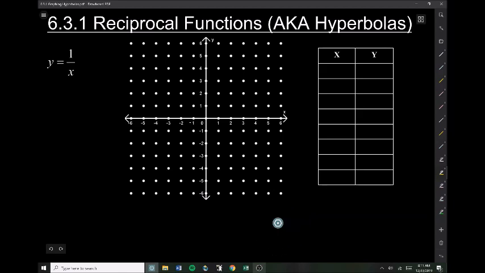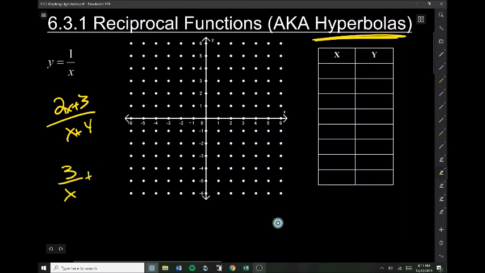Let's talk about graphing reciprocal functions. This is also called hyperbolas. It's where you have an x on the bottom and numbers on top. So it's not quite a full rational function where you can have variables and expressions on top and bottom. It's a bit more simplified where we'll only ever have an x on the bottom and maybe some multipliers or adders around that.